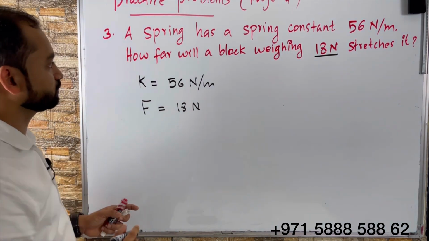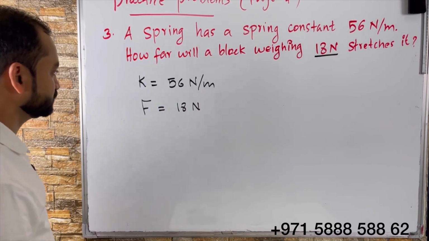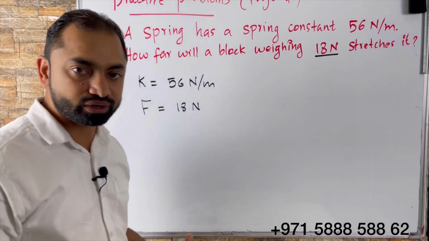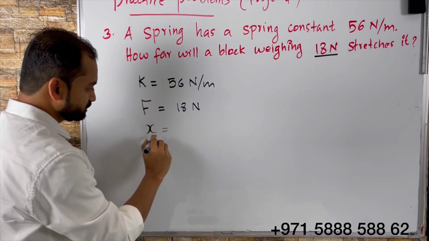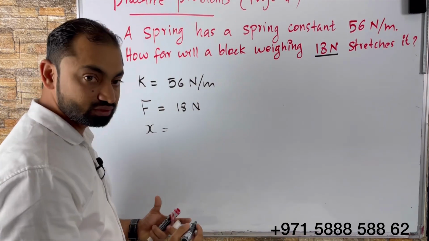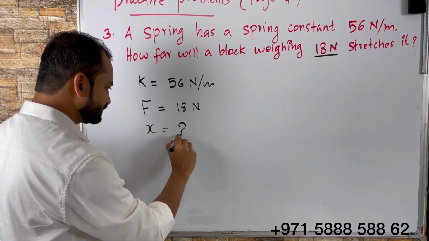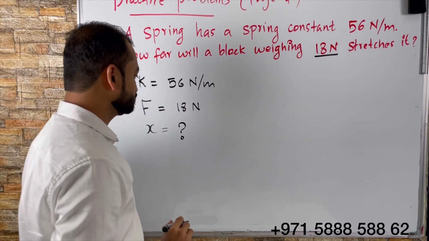What do you have to calculate? How far? It means you need to calculate the distance, right? You need to calculate the increase in length of the spring, or the extension of the spring. So x is the increase in length, or we say the distance or the displacement or the extension, meaning how much the length of the spring is increased. That is what we have to calculate in this question.